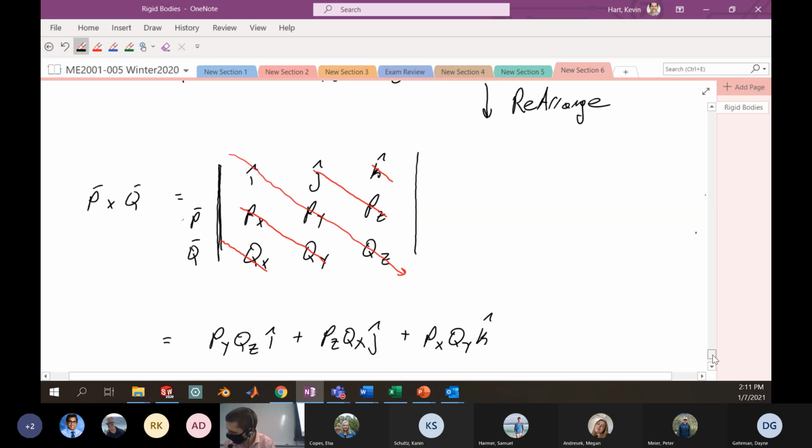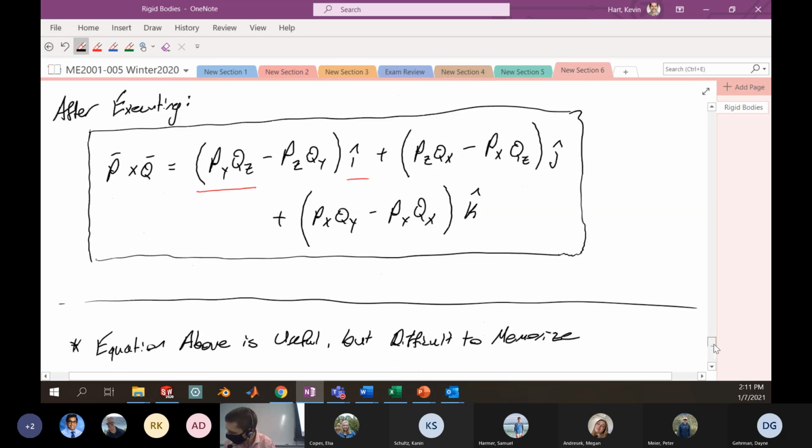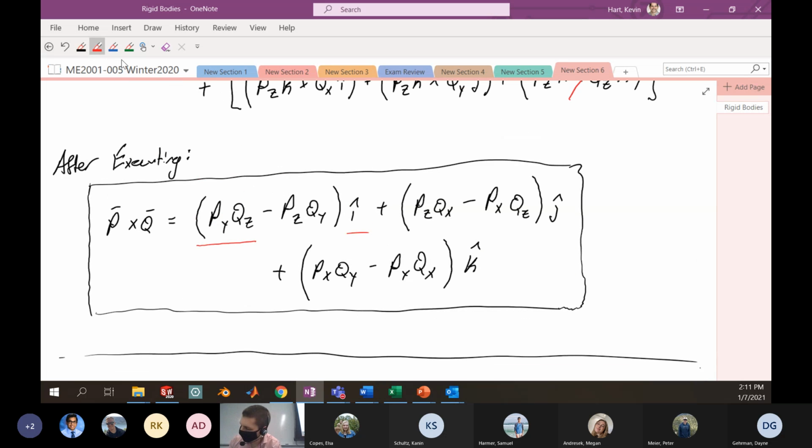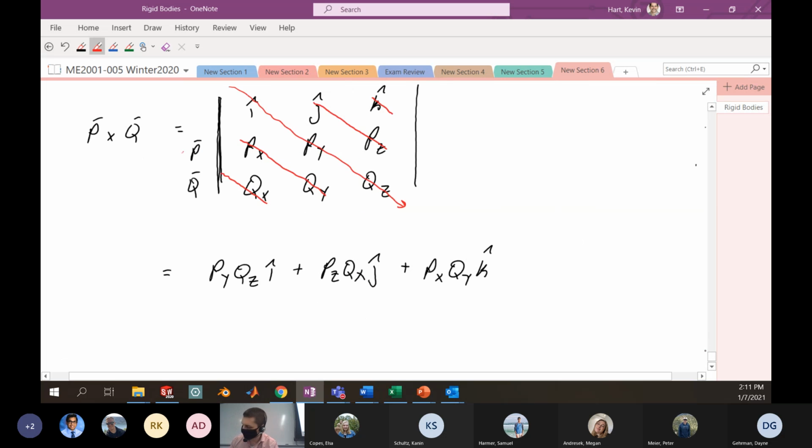And if we go back up to our original equation that we defined yesterday, those would be these three positive terms that you see: Py, Qz, i hat; Pz, Qx, j hat; and Px, Qy, k hat. All right, so that's what we see here. And the question is, what about the negative terms? Where do the negative terms come from?